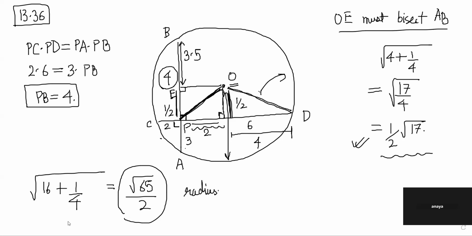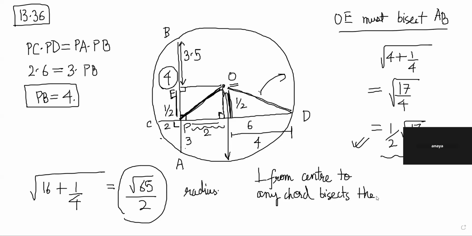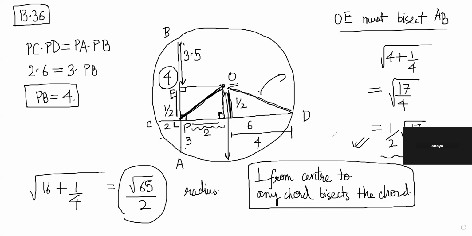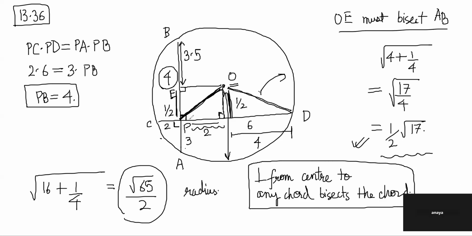The point is to realize that the perpendicular from the center to any chord bisects the chord. If you draw those two perpendiculars, because of power of a point, we already know all the lengths and the total length of each chord. After that, it is a straightforward Pythagoras theorem.